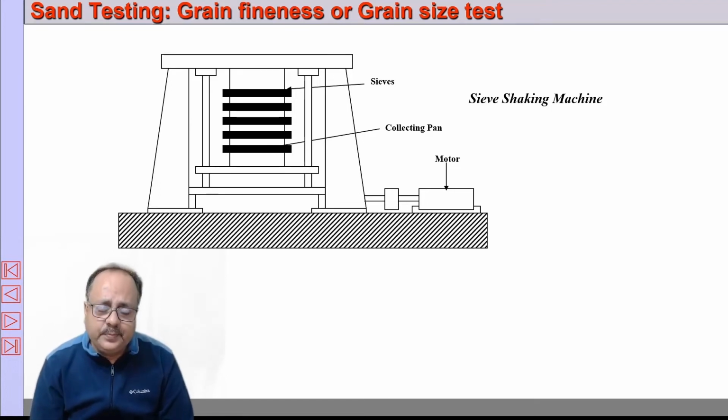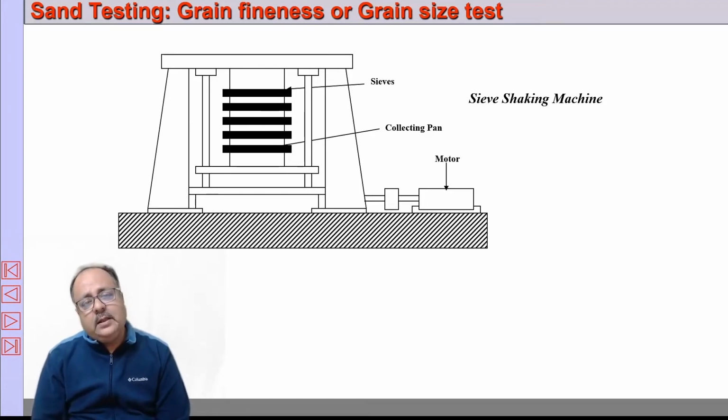Then we collect or remove the pan and weigh the amount of sand in each of these pans, and there is a formula, there is a multiplying factor. We multiply the percentage of weight retained in each of the pans with the multiplying factor of that particular pan, and then we sum it and we divide it by 100%. That will give us the grain fineness number.